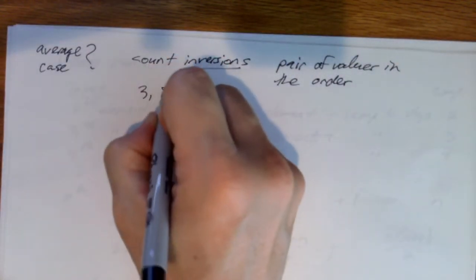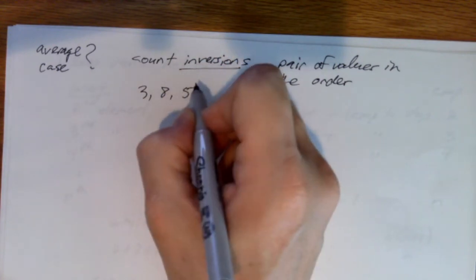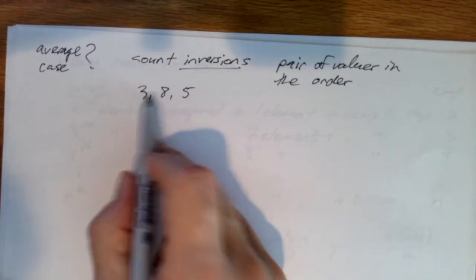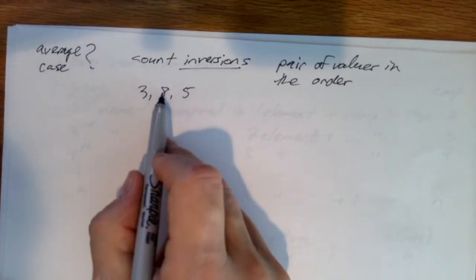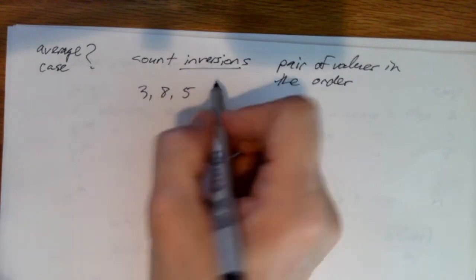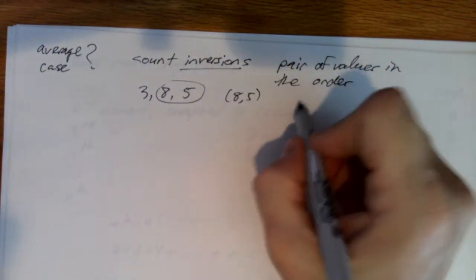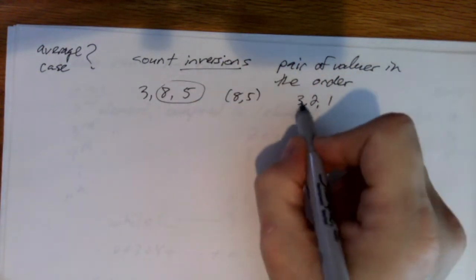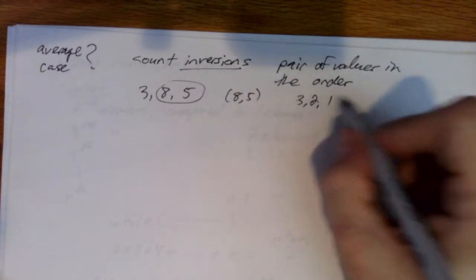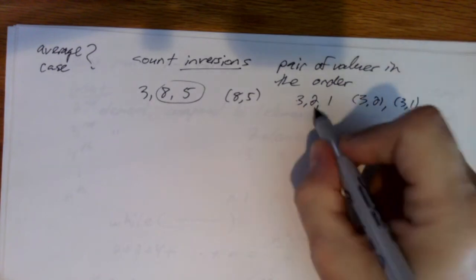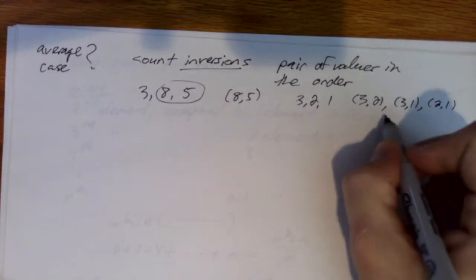So what I mean by that is if we had 3, 8, 5, and we want to sort this, the 3 and the 8 are in the correct position relative to each other. The 3 and the 5 are in the correct position relative to the other, but the 8 and the 5 are out of order if we want to go from smallest to largest. So that right there would be one inversion. And if we had 3, 2, 1, the 3 and 2 are out of order, 3 and the 1 are out of order, and the 2 and the 1 are out of order. So there's 3 inversions here.